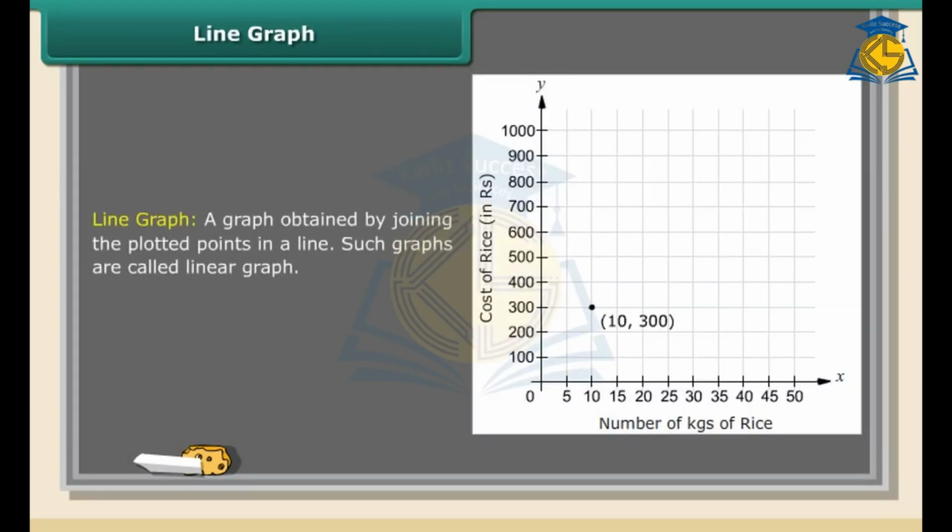Line graph. A graph obtained by joining the plotted points in a line. Such graphs are called linear graph.